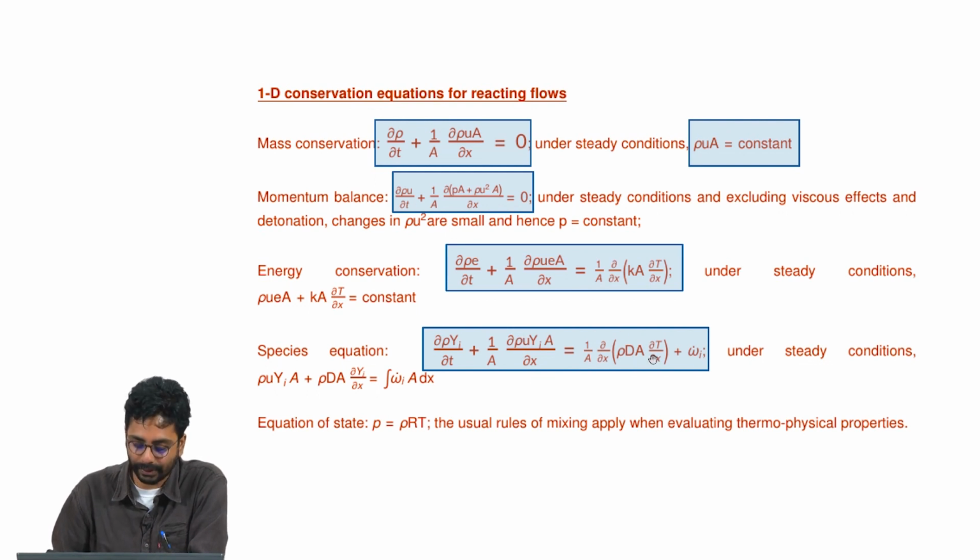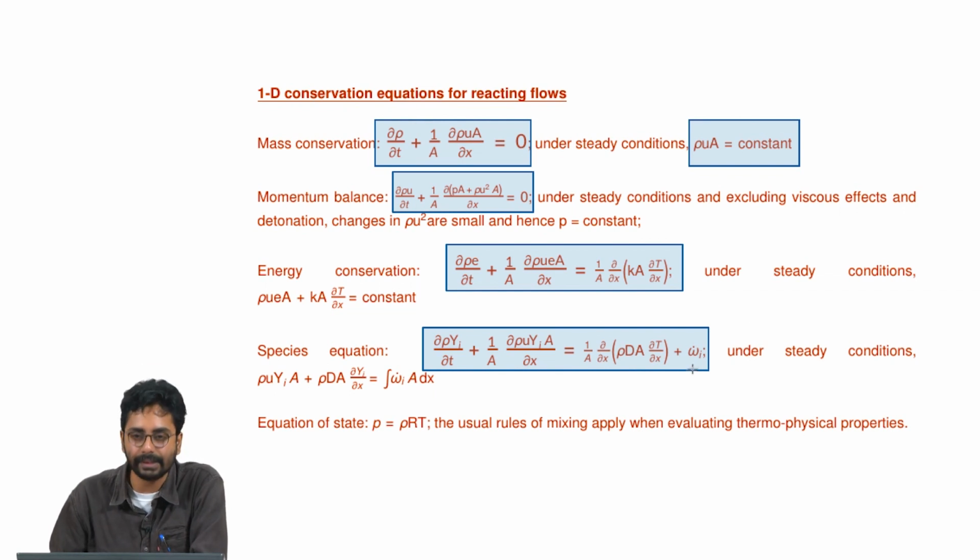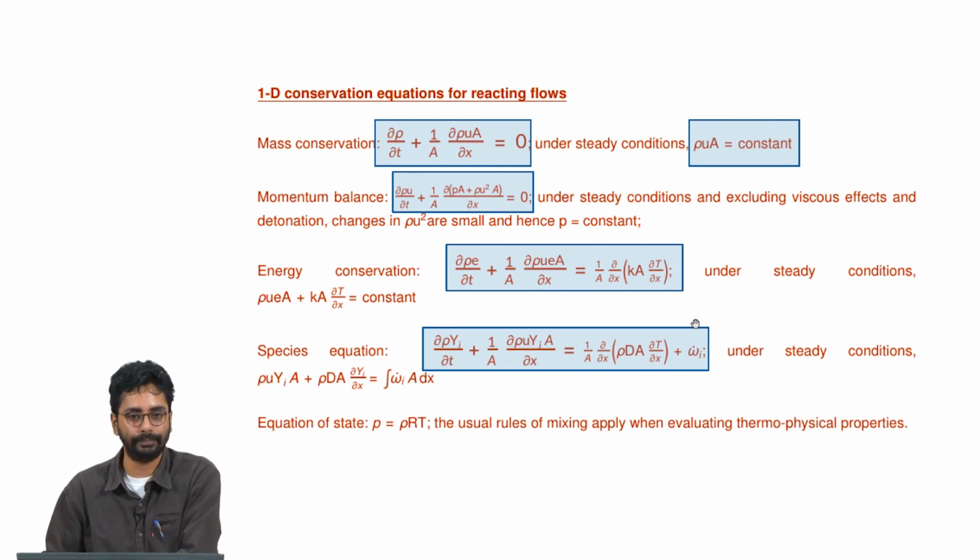This is the species concentration change. I am sorry, this must be partial yi by partial x. This is the species concentration change because of diffusion, and D is the diffusion coefficient, the binary diffusion coefficient. And what is unique to combustion is that the concentration of the species can change because of chemical reactions. This effect is included through the omega dot i term.